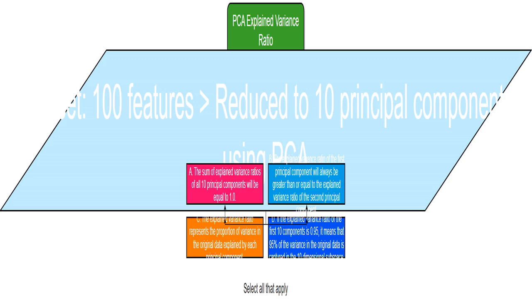I'll explain this. Think of the total variance in your data as a pie. PCA slices this pie into pieces, each representing a principal component. Each slice's size shows how much of the total variance that component explains. Because we're accounting for all the variance, adding up the sizes of all the slices, explained variance ratios, will always equal the whole pie, 1.0.